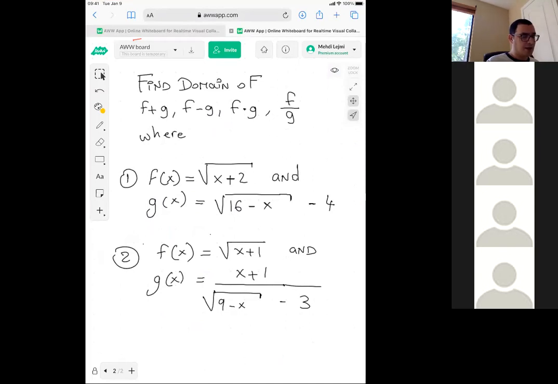And again, is the first one -2 to positive infinity? Yes, correct. It's -2 to positive infinity.